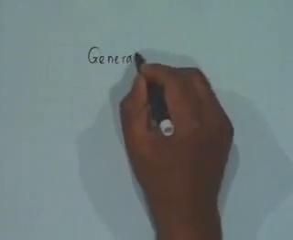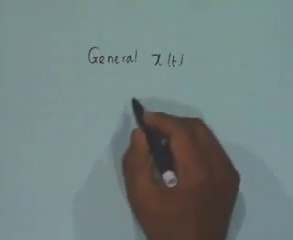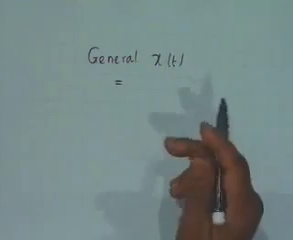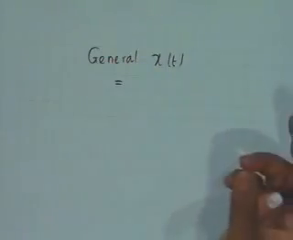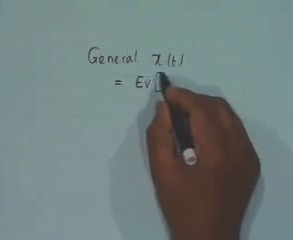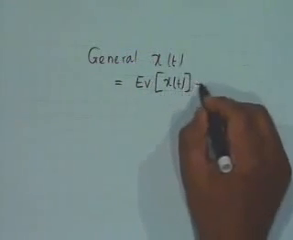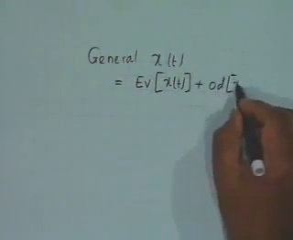Alright. A general signal is in general neither even nor odd, and therefore a general signal, general x of t, can be written as an even part and an odd part. Any arbitrary signal can be broken up into its even part, even x of t, plus odd x of t.